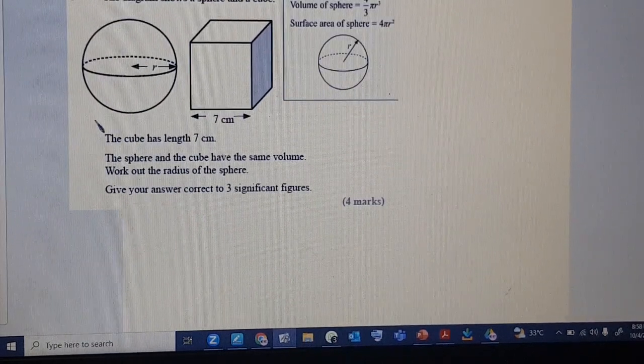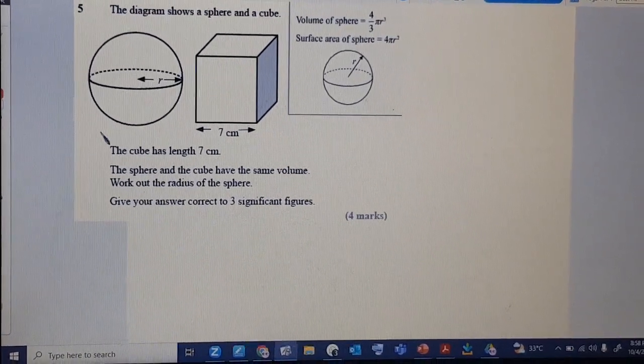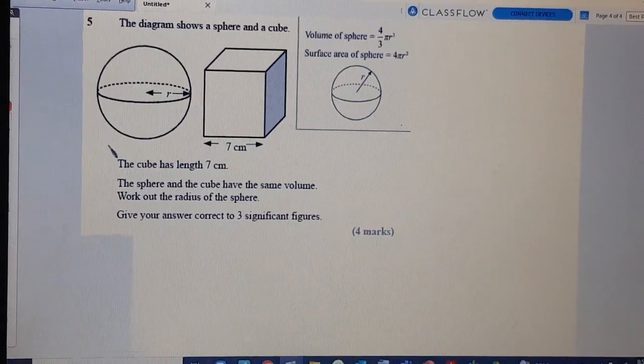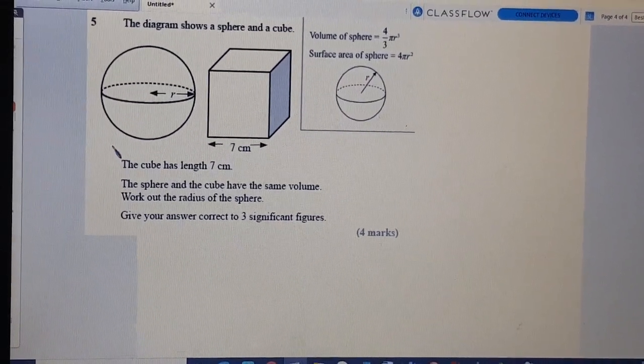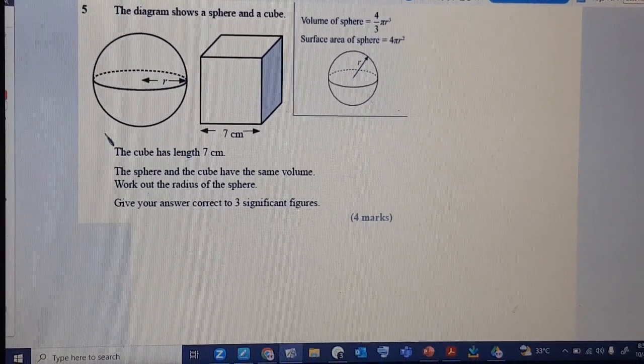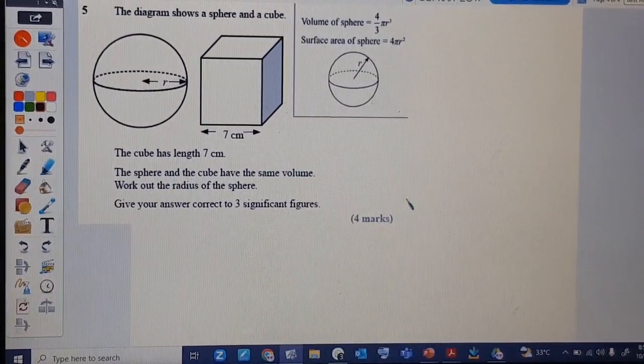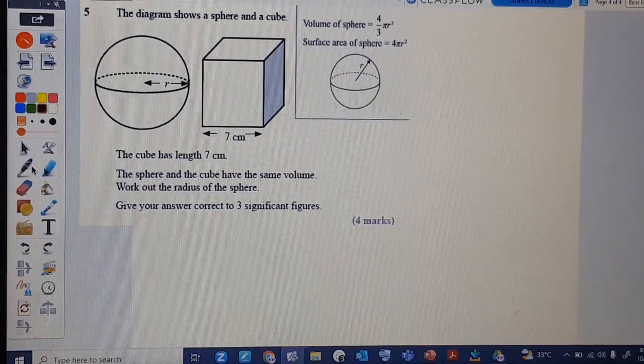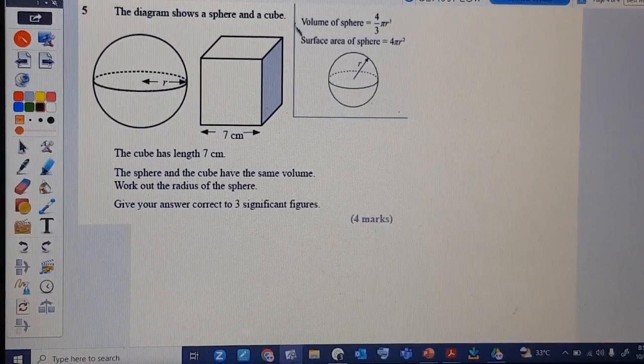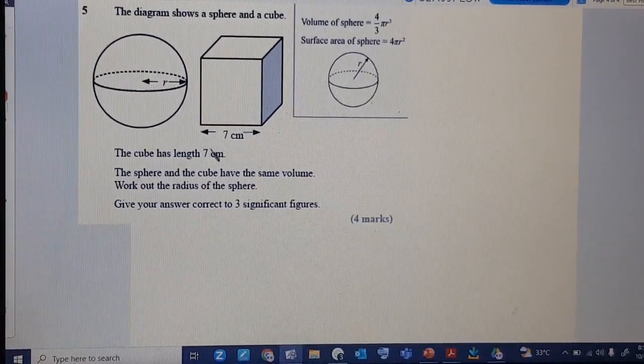All right, now we are going to talk about the question where we have two values given, two shapes, two figures given, and we have to solve them accordingly. The question is simple, so please don't get scared with the look of the question. The first thing that you must understand is what they are talking about. They're saying that the diagram shows a sphere and a cube. Okay, the cube has a length of 7 centimeter.